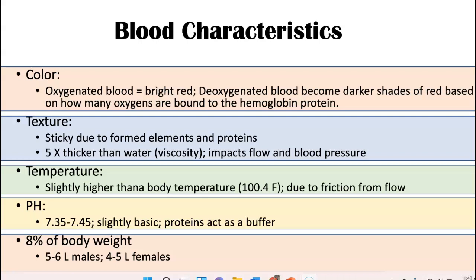And so the blood's going to play a really important role in acting as a buffer from drastic pH changes in the body. And then it makes up about 8% of our body weight. So in a male, that's roughly 5.6 liters, and in a female, it's roughly 4.5 liters.